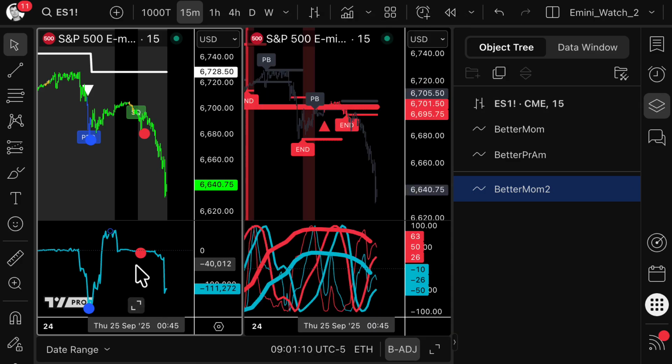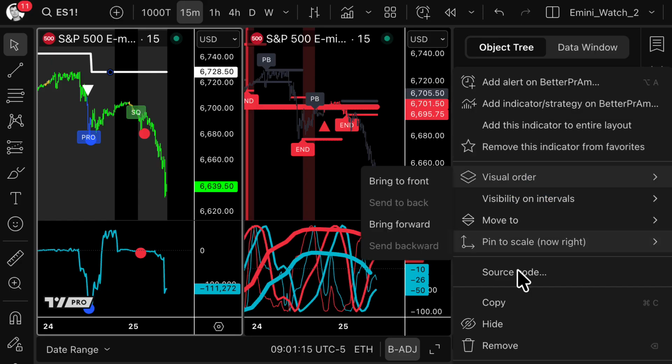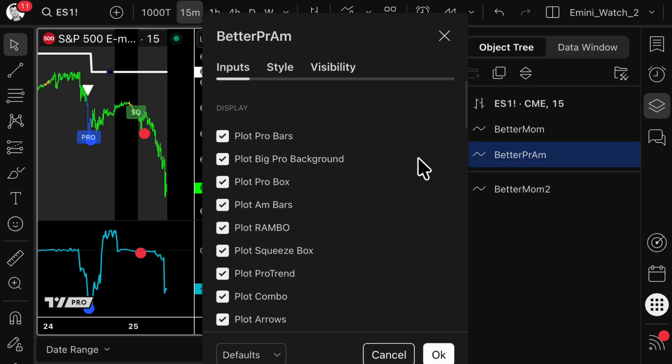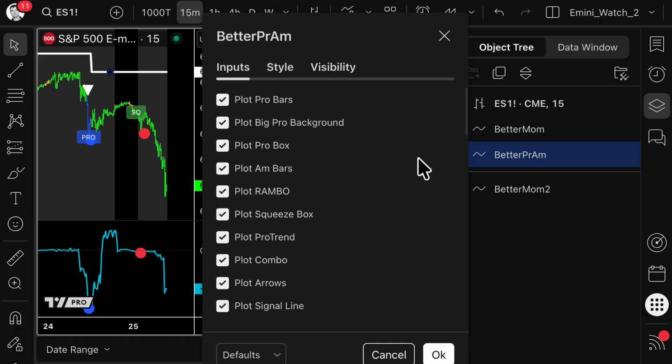So that's beta momentum on the price bars, and then we've got beta pro am, which now has all of our signals included. So let's go to the inputs here on beta pro am. Beta pro am is probably the most important indicator. It's using the average trade size to calculate professional and amateur activity. And if there's one indicator that I need on all my charts, it's beta pro am.